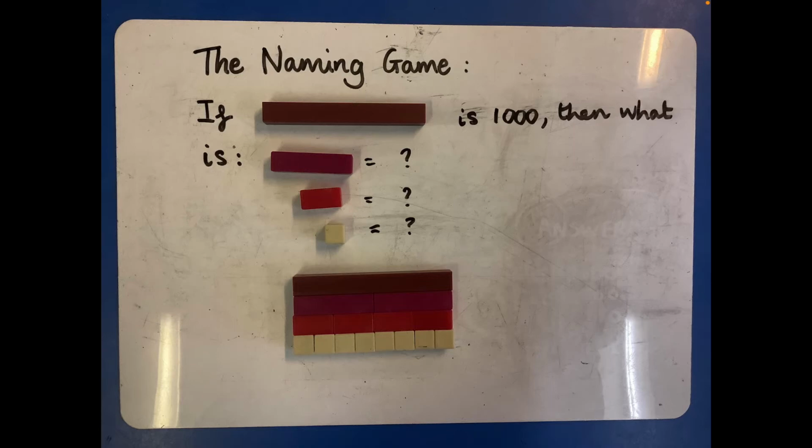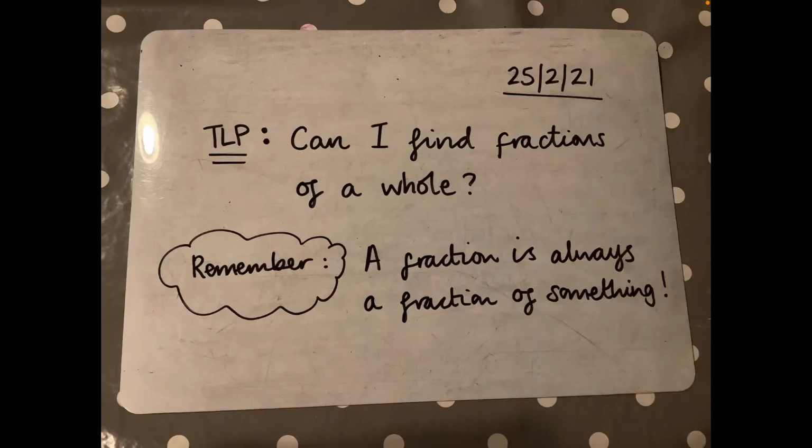Good morning, Year 4. This is your Thursday maths lesson, and today we're going to continue looking at fractions using the Cuisenaire rods. And we're going to play a game called the naming game, where you have to try and work out what different rods are worth. So your TLP for today is, can I find fractions of a whole? And it's really important that you remember a fraction is always a fraction of something.